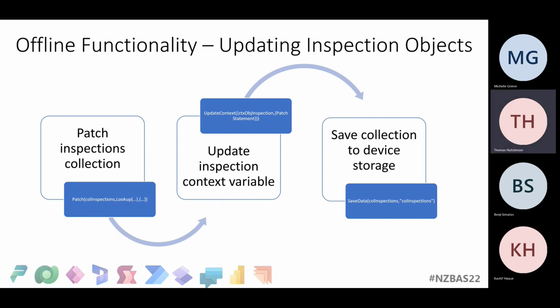When they're updating those inspection objects, it'll do a patch to that collection, and it's going to update a context variable. That context variable is just for keeping the state of your object, being able to access that in the screens as you go back and forth. I'll talk about why it's a context variable shortly. And then as soon as that's done, it saves that collection to the device storage. So if anything happens and the Power App crashes, they should still have the data in memory.